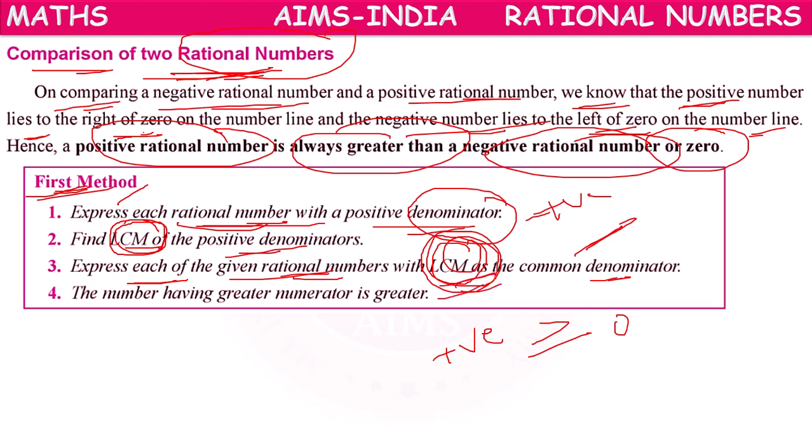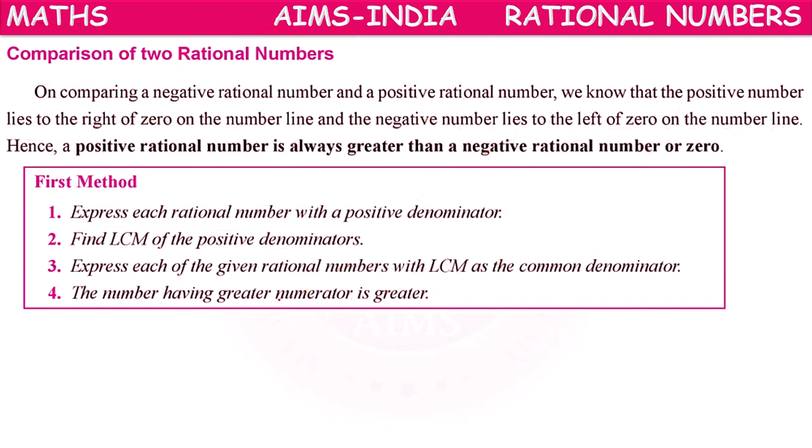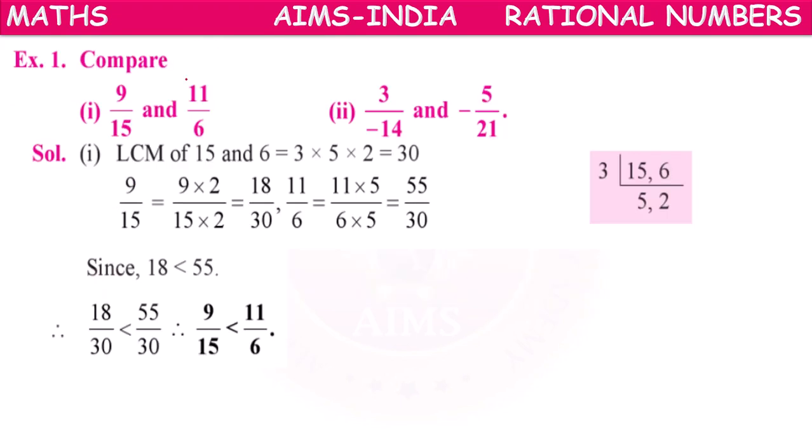So now they are having same denominator. So whose numerator is greater, that will be the greater rational number. Like that we can compare rational numbers. First step, positive denominator. Second step, LCM. Third step, same denominator. Fourth step, comparing numerator. By following these 4 steps, we can compare two given rational numbers.